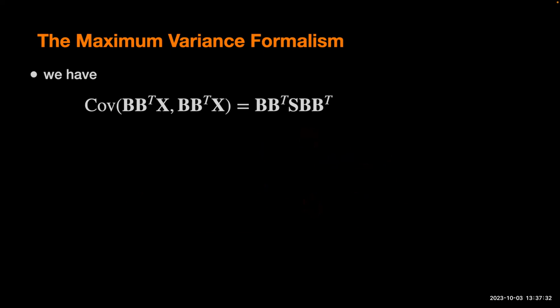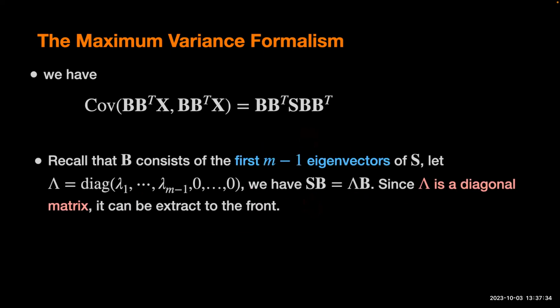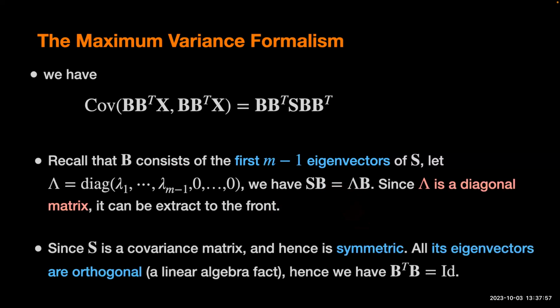They are the eigenvectors of S, which means that this thing, S times B, is a diagonal matrix, because now I have a bunch of eigenvectors, not just one. So this is equivalent to B times lambda, where lambda is the diagonal matrix. And once you have the diagonal matrix, this becomes very handy because lambda can be pulled out to the front. So you encounter B transpose B. But B transpose B is identity.